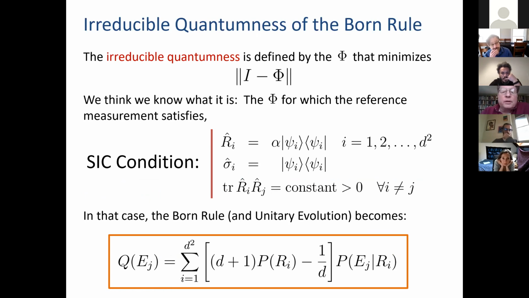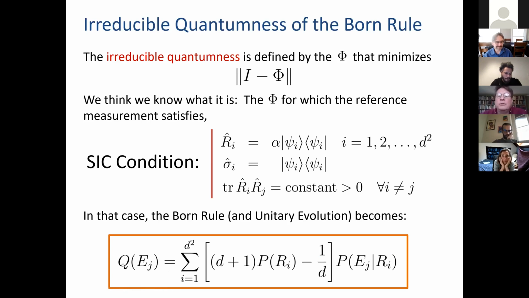So this is the Ri is the measurement operator, sigma i is the output state, so it uses Luders' rule, and we're demanding this nice symmetry condition. Trace Ri Rj is equal to a constant whenever i is not equal to j. And in that case, the Born rule becomes this further variant of the law of total probability at the bottom of the page. So it takes a particularly simple form.